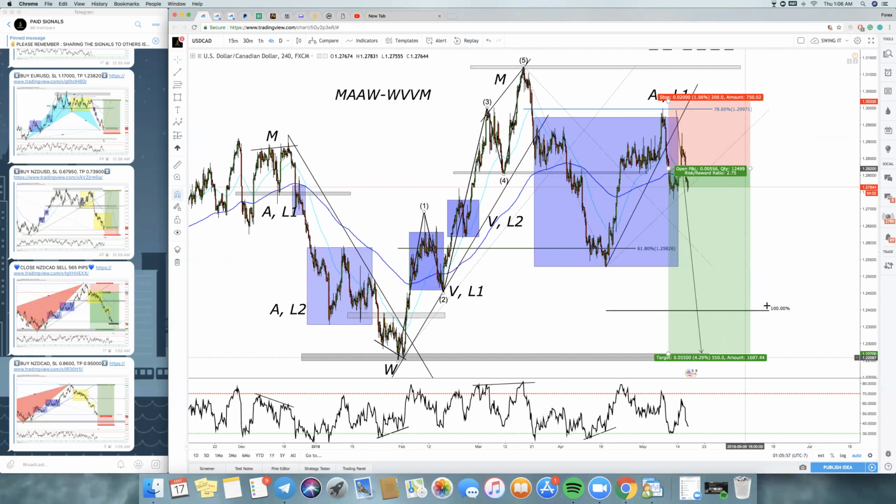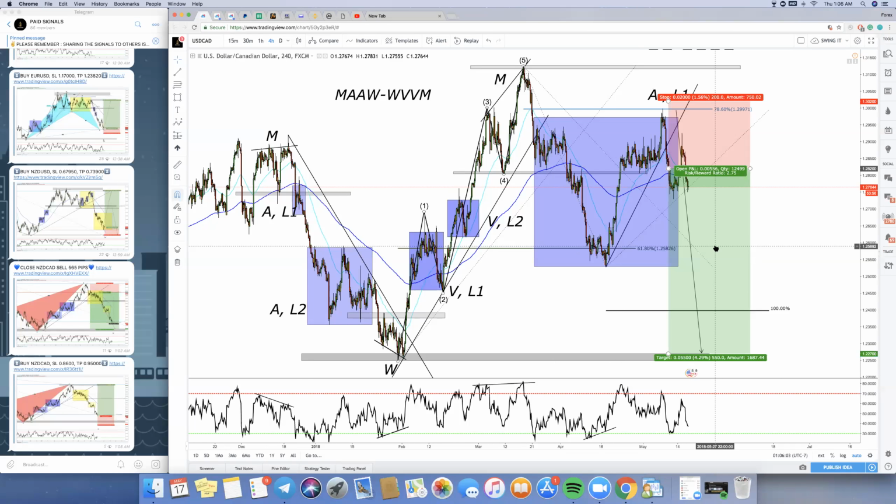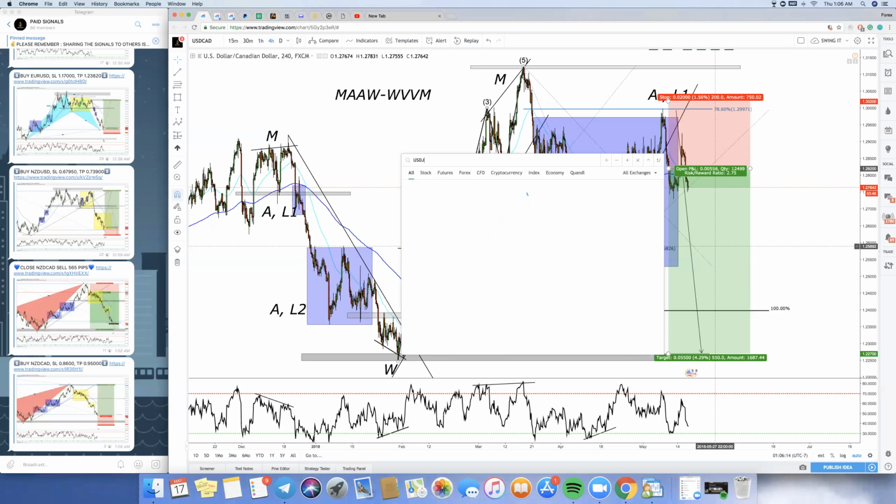Now we're going to just hold it all the way to the bottom at probably 550 pips take profit. And then the stop loss is at 200 pips. That's 2% risk. So that's a good trade. We'll see how it plays out. And then next is USD JPY.